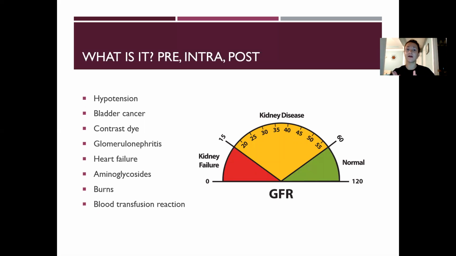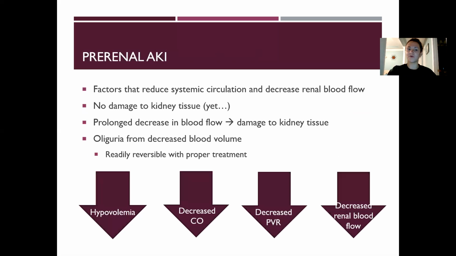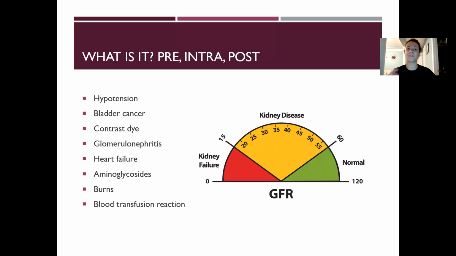So now we're going to go over, what is it? Pre, intra, or post. These are also written in the notes section, but I'll discuss them briefly here. Hypotension is a pre-renal cause because of that decreased blood flow. So we talked about that back in our pre-renal slide. Hypotension, decreased blood flow to the kidneys, is a pre-renal cause of AKI. Bladder cancer is post-kidney. It's after the kidneys. It's in the bladder. So bladder cancer, overgrowth of bladder cell tissue, could cause an obstruction. That's a post-renal cause of AKI.